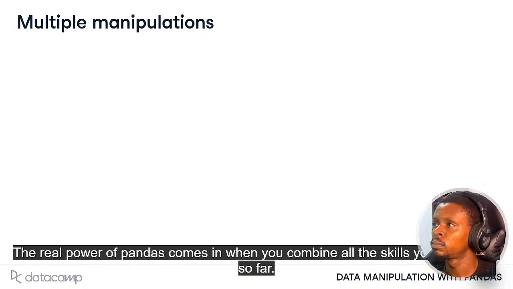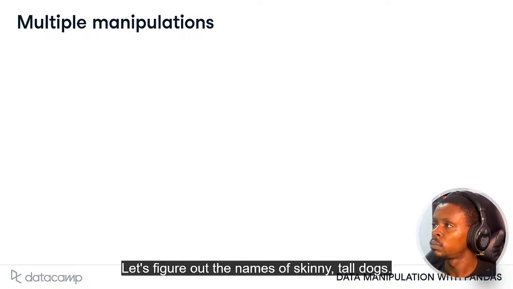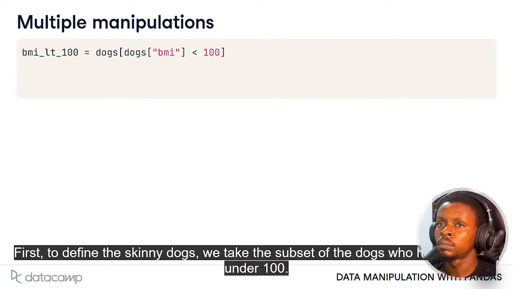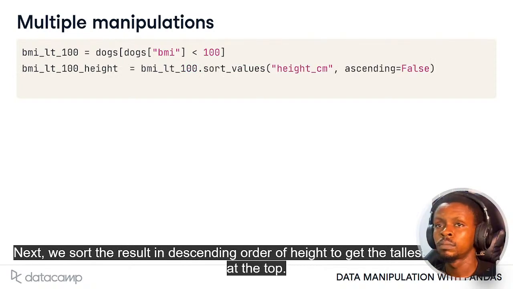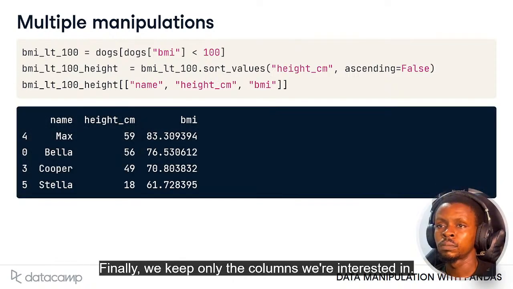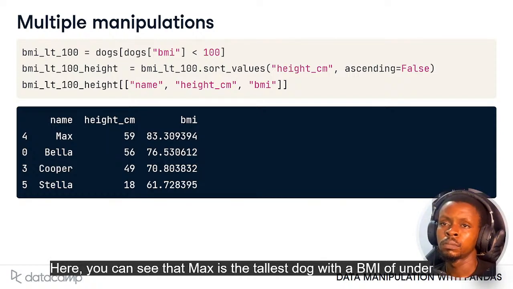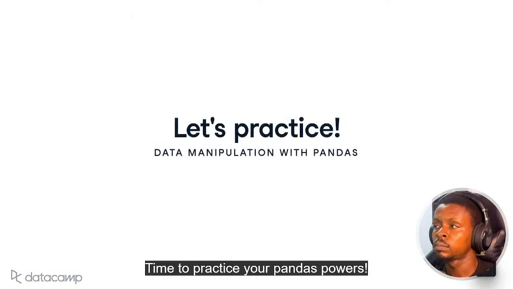The real power of pandas comes in when you combine all the skills you've learned so far. Let's figure out the names of skinny, tall dogs. First, to define the skinny dogs, we take the subset of dogs who have a BMI of under 100. Next, we sort the result in descending order of height to get the tallest skinny dogs at the top. Finally, we keep only the columns we're interested in. Here you can see that Max is the tallest dog with a BMI of under 100. Time to practice your pandas powers.